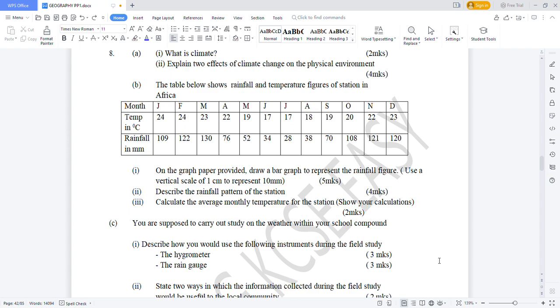Then we move to the next question, part C of the question. You are supposed to carry out a study on the weather within your school compound. Describe how you would use the following instruments during the field study. So the first instrument is the hygrometer. How would you use the hygrometer during the field study?